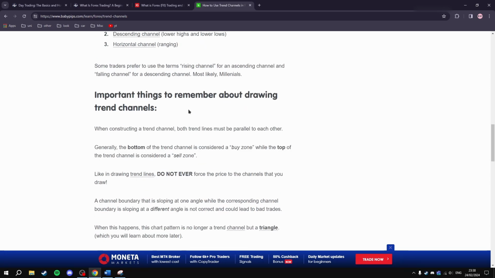Important things to remember about drawing trend channels. When constructing a trend channel, both trend lines must be parallel to each other. Generally, the bottom of the trend channel is considered the buy zone, whilst the top of the trend channel is considered the sell zone. Like in drawing trend lines, do not ever force the price to the channels that you draw.